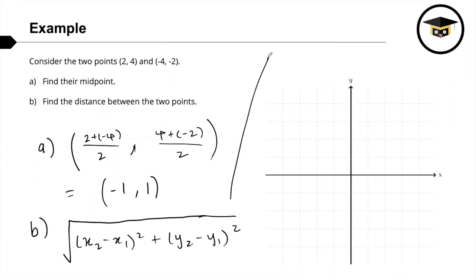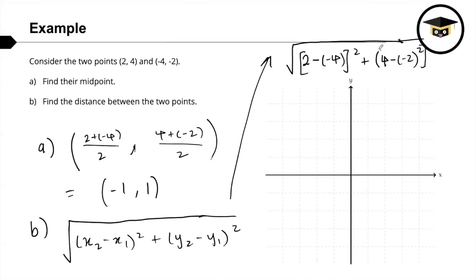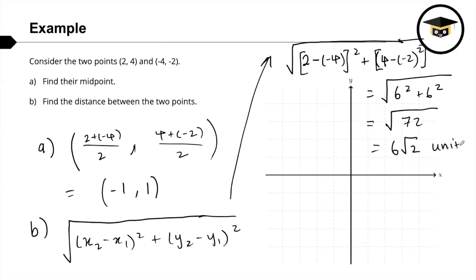So let's just sub it into the formula. In this specific case, I'm going to say that 2 is my x2 and 4 is going to be my y2. So I'm going to say it's going to be 2 minus my x1, so that would have to be -4. So 2 minus -4 squared plus 4 minus -2 squared. So there we go. And that is going to be the square root of 6 squared plus 6 squared, which equals the square root of 72. And we can simplify that and say that's 6 root 2. And don't forget the units. That's very important. So 6 root 2 units is the distance between the 2 points.